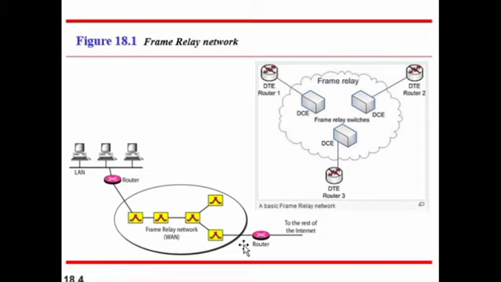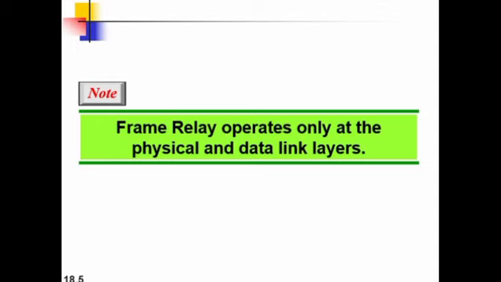Frame relay operates only at the physical and data link layers. So the limitation of frame relay is that it only operates on two layers, the physical layer and the data link layer. Other than that, it will not work on the other layers.